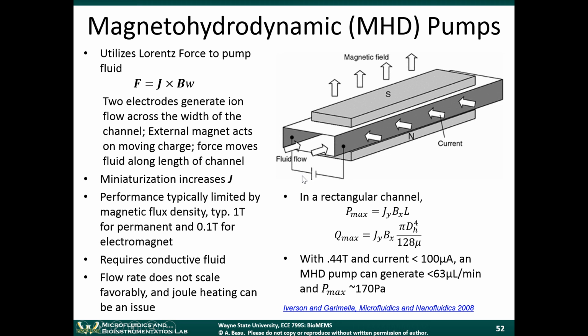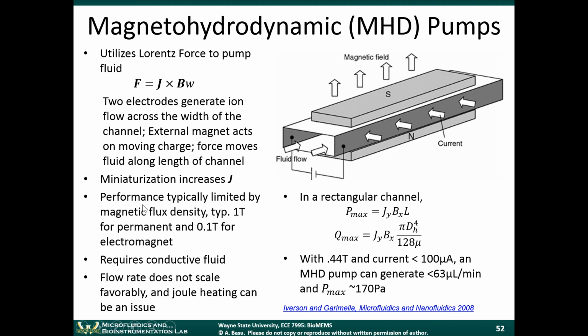So those ions are basically being dragged off in one direction due to the Lorentz force, and that causes the flow phenomena to occur. Now, in terms of miniaturization, it will increase the current density, just like a thin wire will have a larger current density than a larger wire.